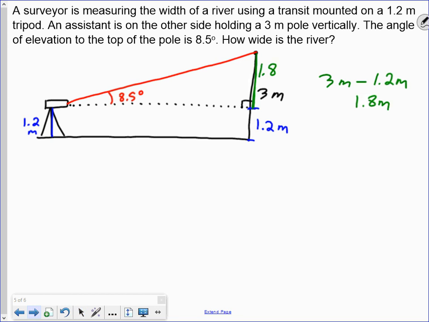So you can see the triangle that we have to work with up here. We've got that 8.5 degrees as our angle, the 1.8 as our opposite side. This is opposite, this is adjacent, and this is hypotenuse. What we're trying to find is how wide is the river. So we want to find this distance from here to here, which is going to be the same as the distance from here to here, which is our adjacent side. So we want to find adjacent. We have the opposite. Looks like we are using the tan ratio again.